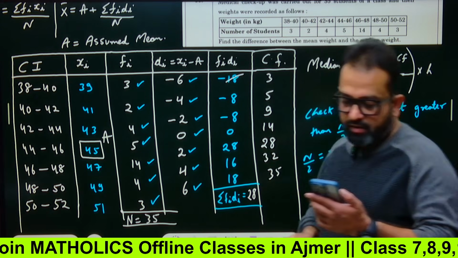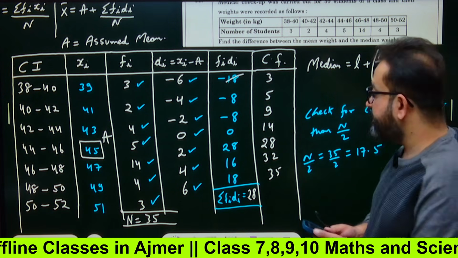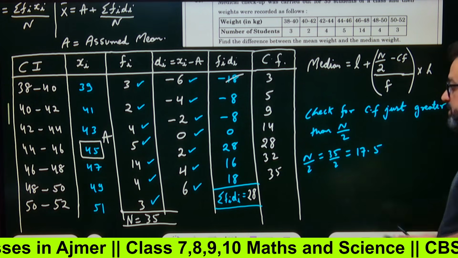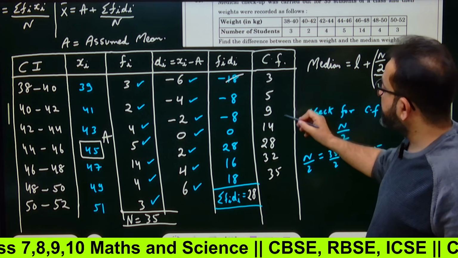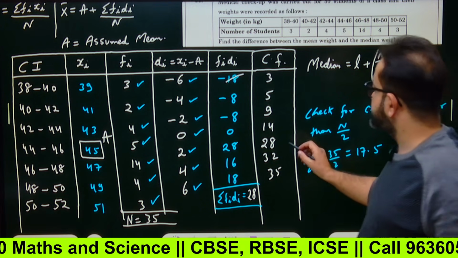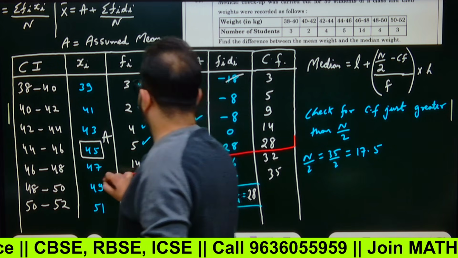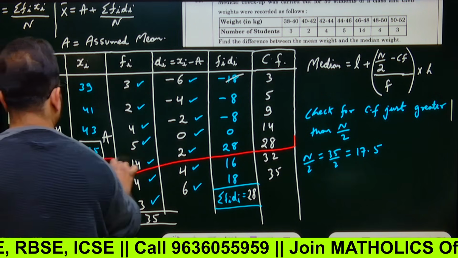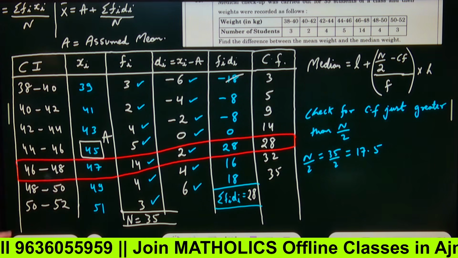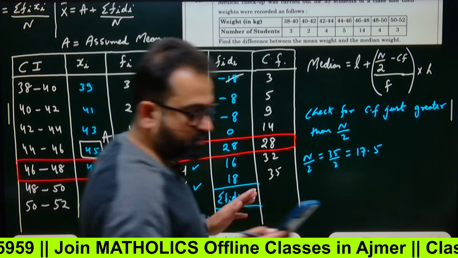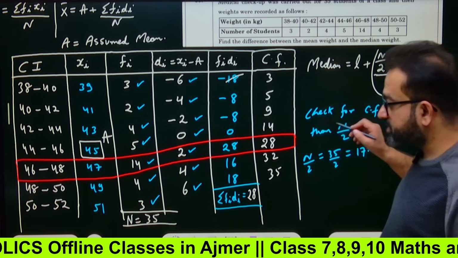Check which cumulative frequency is greater than N by 2, which is 17.5. The cumulative frequencies are 3, 5, 9, 14, 28. Okay, 28, is it true? Yes. So you just make a box like this over this table. If you want, you can make another table also. Fine, so this is the cumulative frequency. This is the median class.